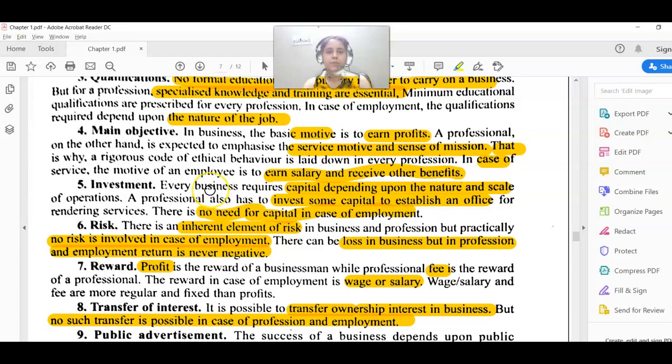Investment. Every business, when you open up a business, definitely you have to invest. You want capital. So when we start a business, we have to invest. We want capital depending on what business we are going to start. For example, if I have to open up a factory, I need to understand what will be the production, what machineries do I need, how much labor do I need, what amount of working capital do I need. In a profession, when I have to set up my office, I need little capital, not as much as required in business, because I need a basic office, some laptop, and that's it. There is no capital requirement in case of employment.